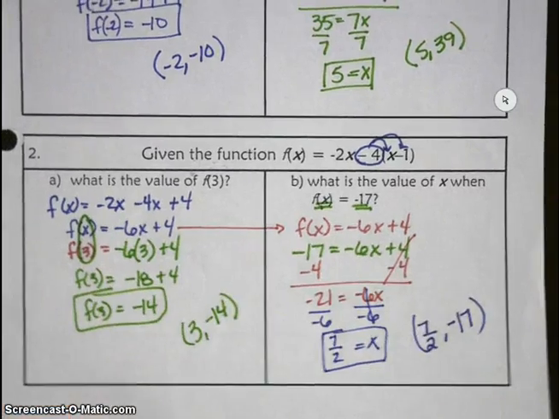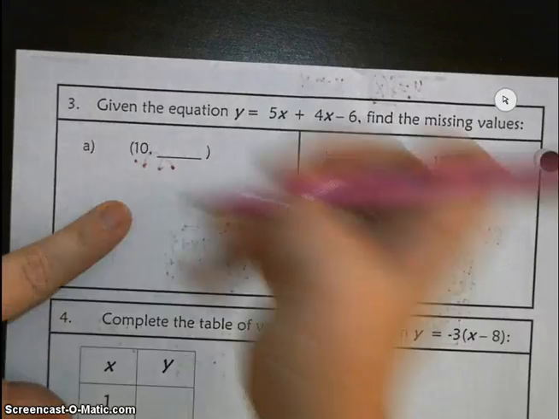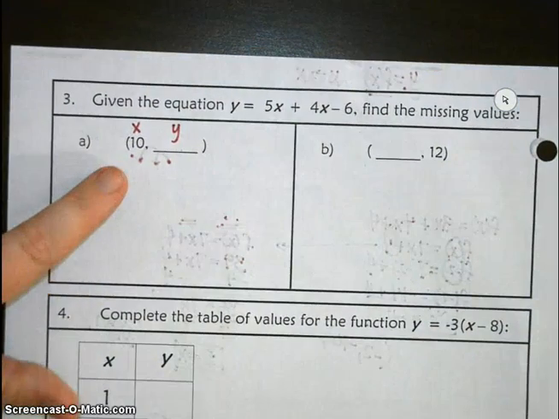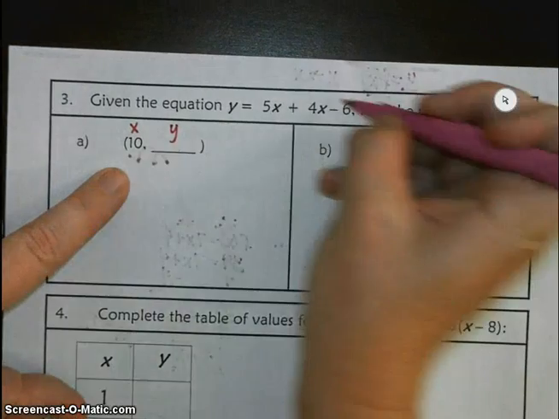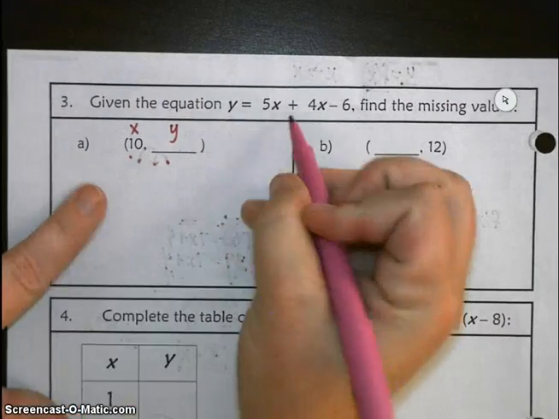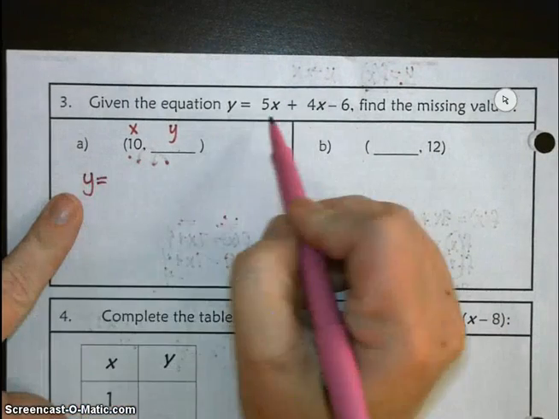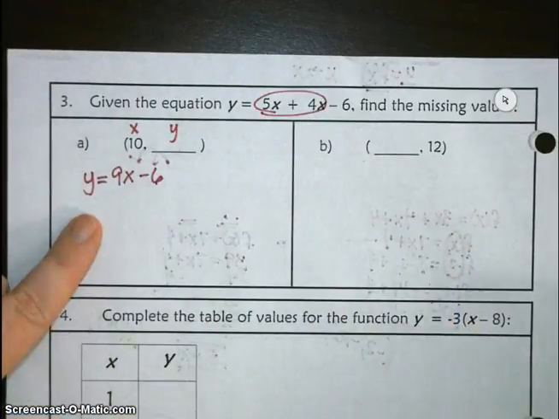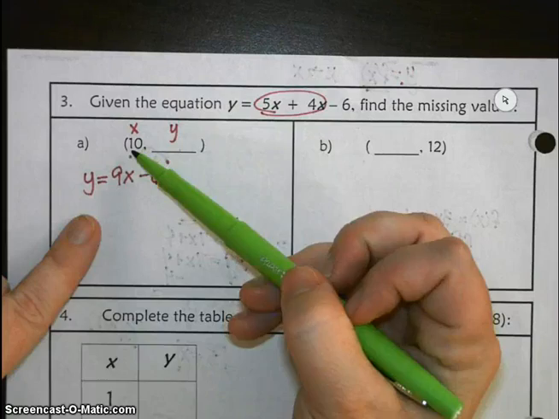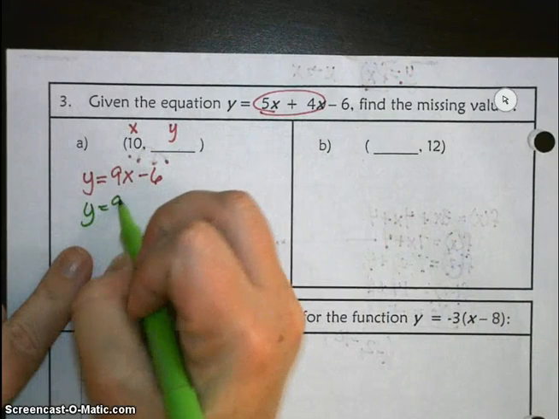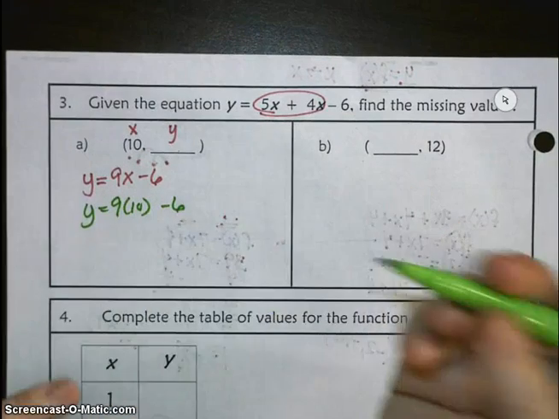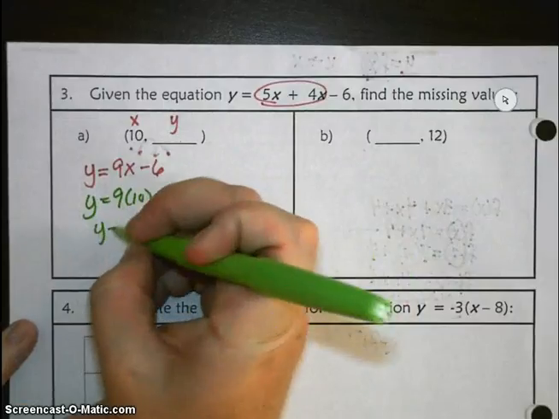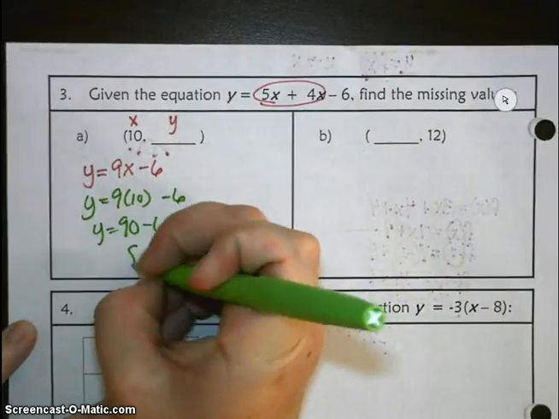Looking at a different thing, same thing, but on the back. Here they're asking me for the points. This is the x value, this is the y. So they're looking for y, but giving me the x. I'm going to use my equation, and I'm going to simplify. So I'm going to write y equals 9x minus 6. Now I'm going to plug in 10 for x. So y equals 9 times 10 minus 6, which is 90 minus 6, 84.